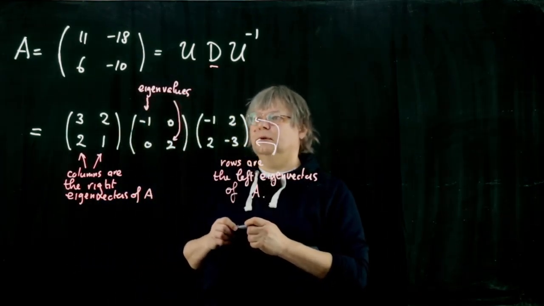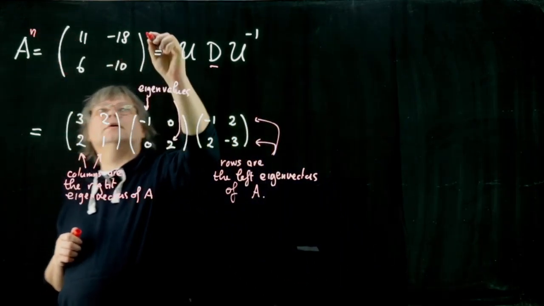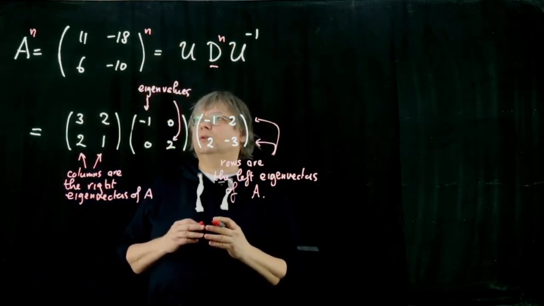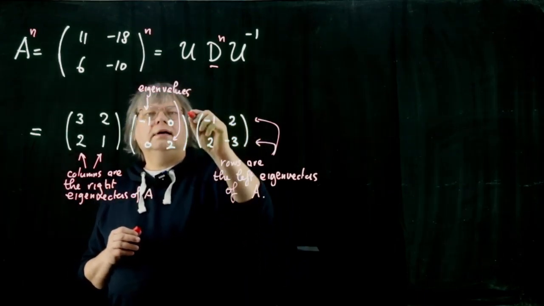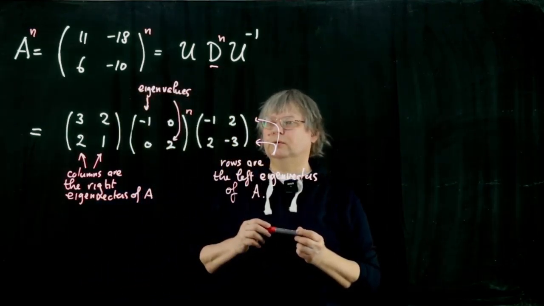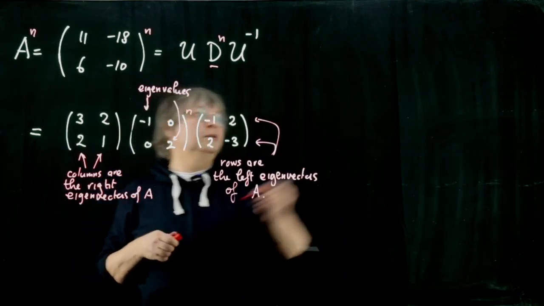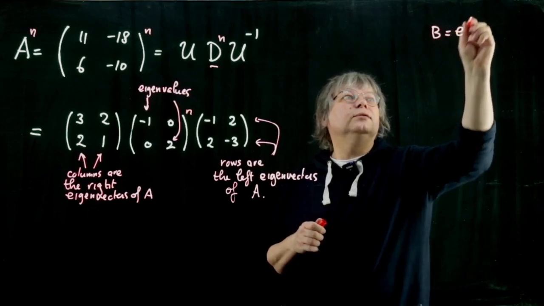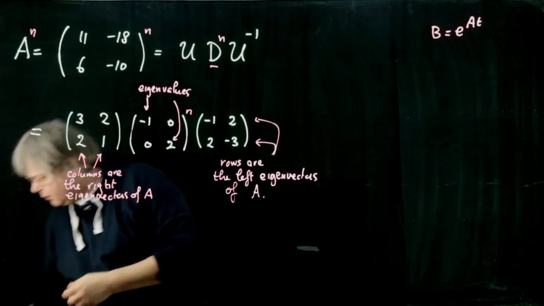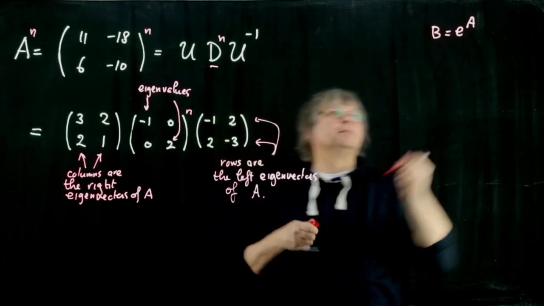Now, the nice thing is that once you have this diagonal form, you can immediately compute the nth power by simply putting the exponent n everywhere, that is to say, on the A, on the D, but you don't have to put them on the U. So for any n, we get this. And if we recall that B is e to the A, which was this sum.